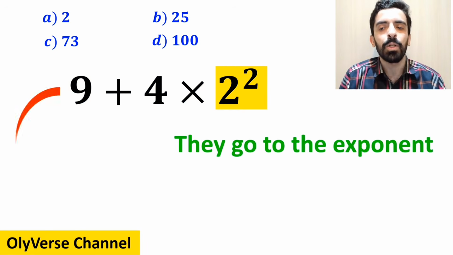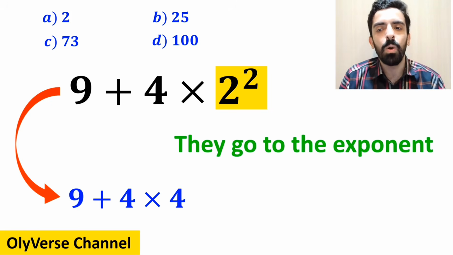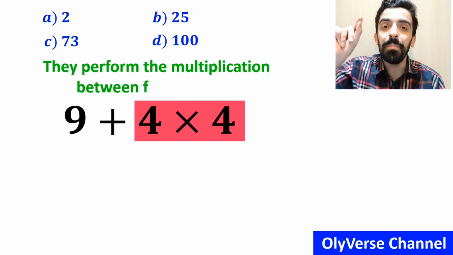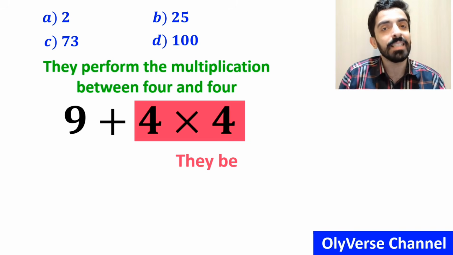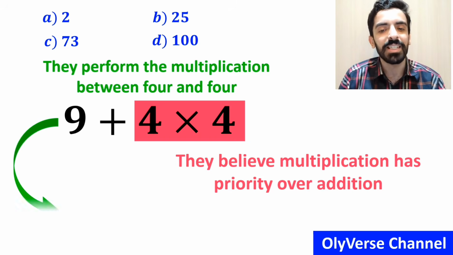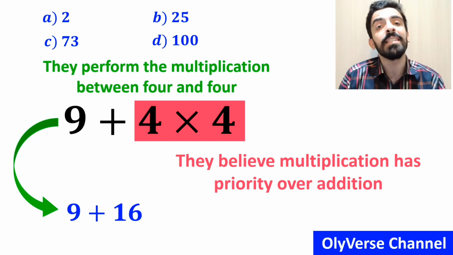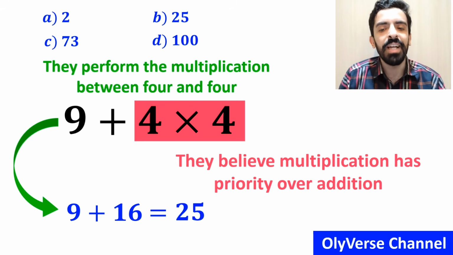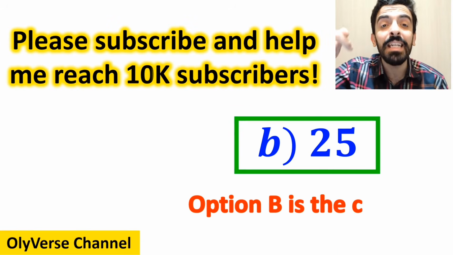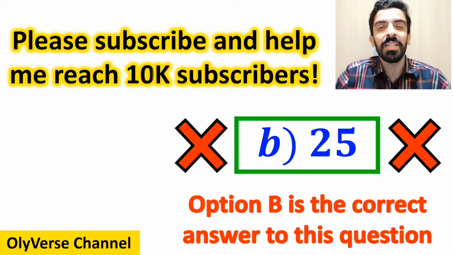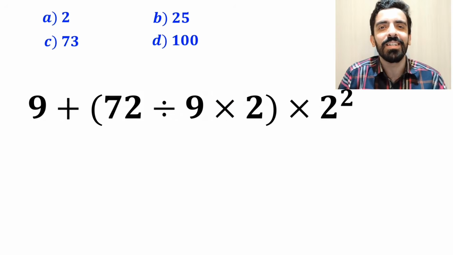Next, they go to the exponent and simplify to 9 + 4 multiplied by 4. And in the final step, they perform the multiplication between 4 and 4 because they believe multiplication has priority over addition. So, they rewrite this expression as 9 + 16, which eventually gives them the answer 25. Then, without any hesitation, they quickly say that option B is the correct answer to this question. However, this answer is absolutely wrong.